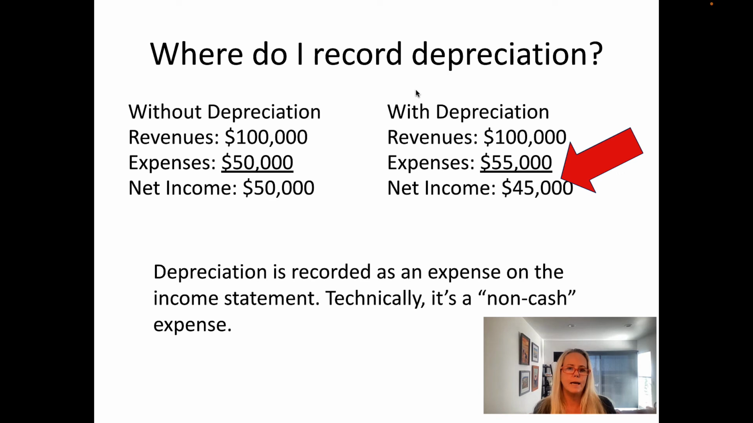So let's take a look at what depreciation does. Let's say without depreciation, I have revenues of $100,000 and expenses of $50,000. That makes my net income or my taxable income $50,000. Now let's say that I have an asset that I have depreciated, that $5,000. Well, it gives me revenues of $100,000. I have the same $100,000, but I have an extra $5,000 of expense.